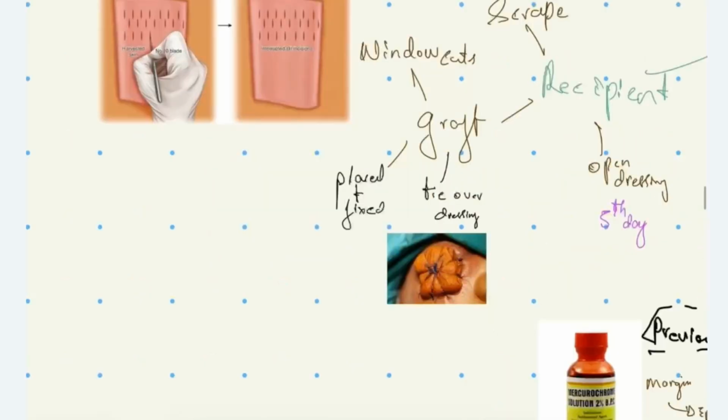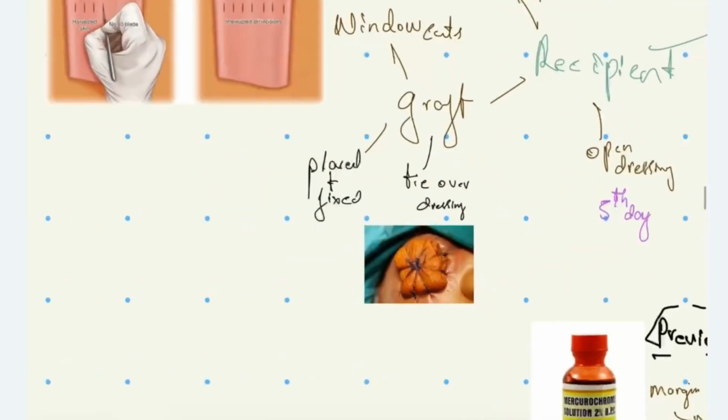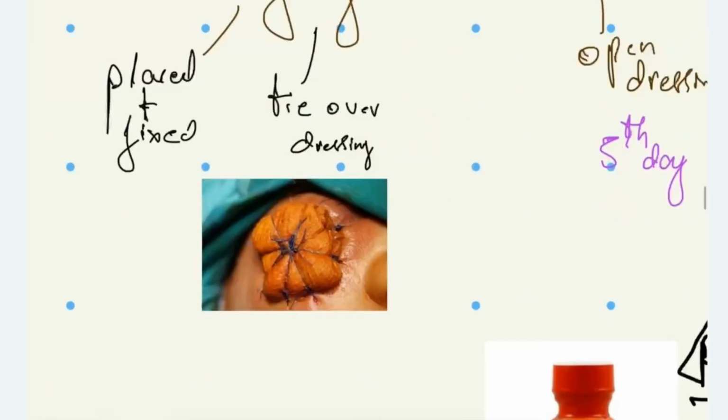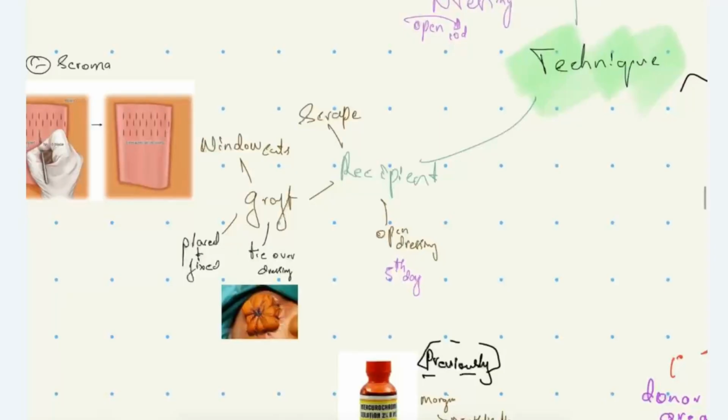The skin graft is then placed over the area, and then it is fixed with sutures. And most importantly, we do a tie-over dressing of the split skin graft. After placing a graft, we'll do a tie-over dressing. Now we have done split skin grafting successfully.